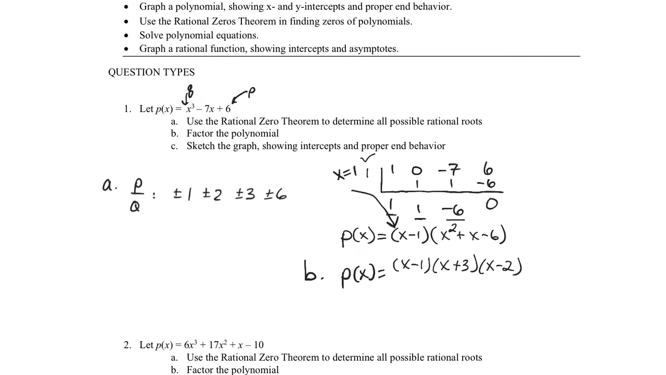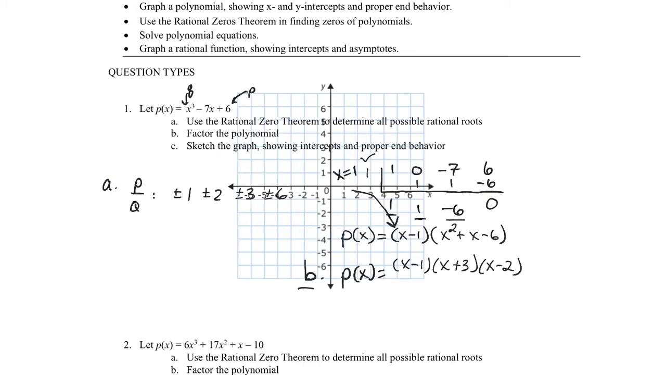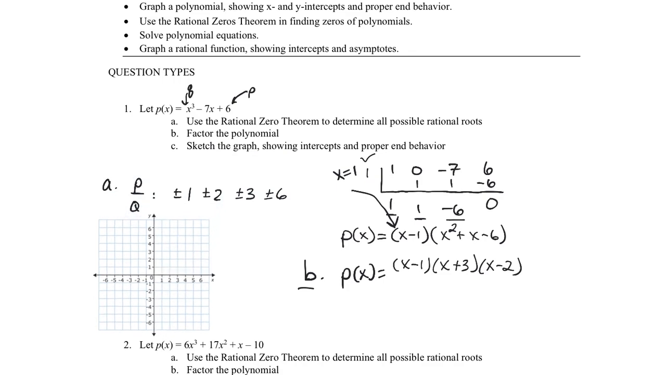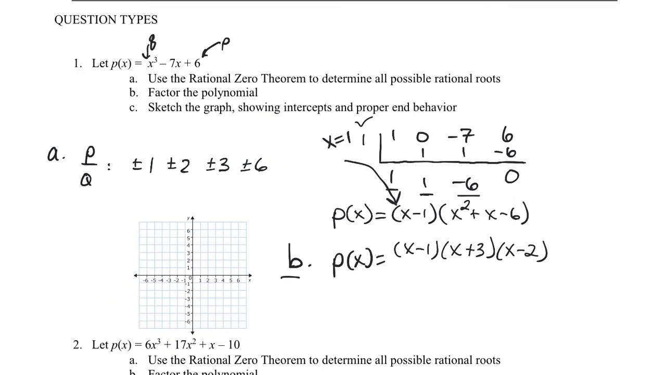So we have part A, which was using synthetic division. We have part B, which is factor the polynomial. Part C is to sketch the graph, showing intercepts and proper end behavior. That's a gigantic graph. There we go.